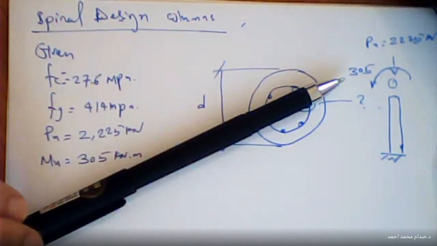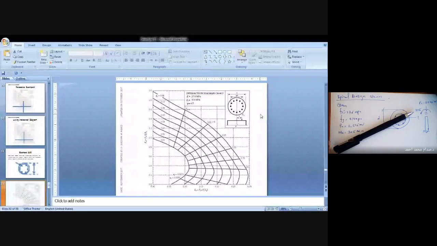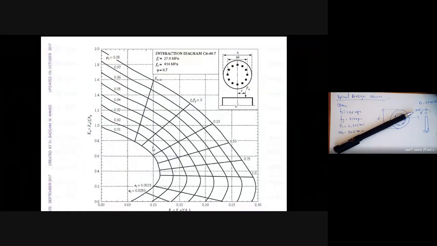One more time. I hope you are seeing the presentation. For example, if I want to use this interaction diagram shown in front of you, I should have the same f'c of 27.6 megapascal for the strength of concrete, as well as the steel strength of 414 megapascal. The gamma value should be 0.7.